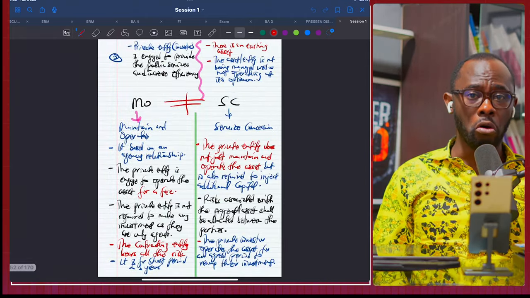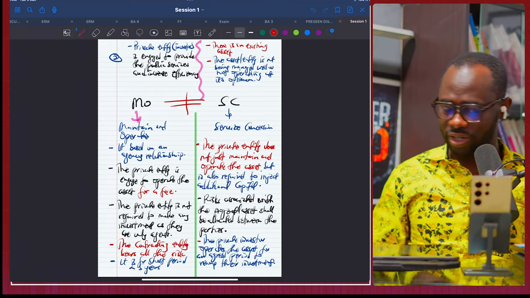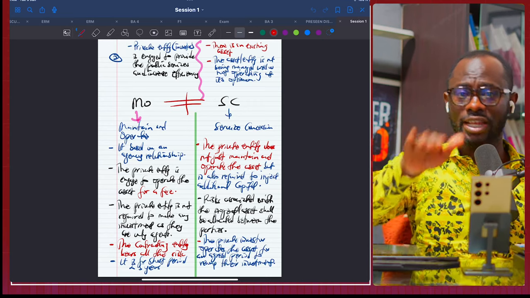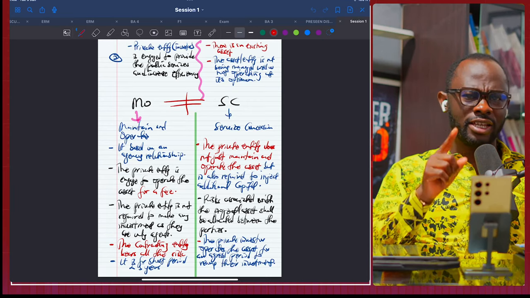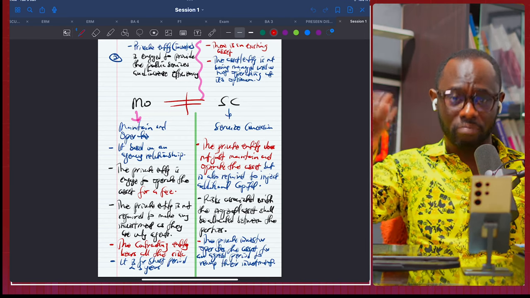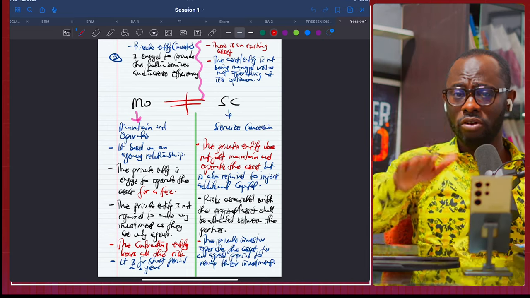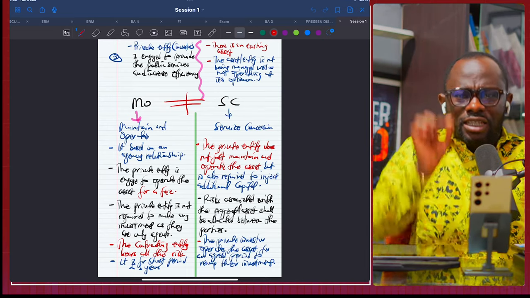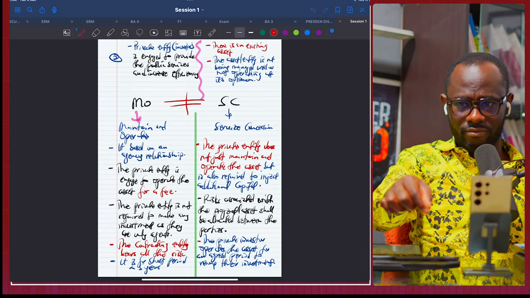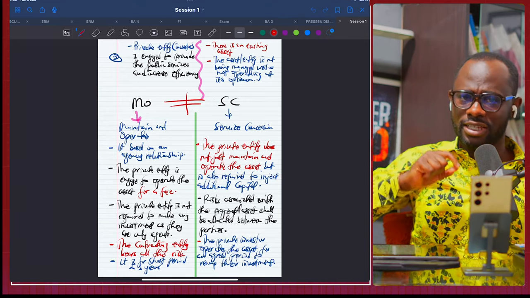Then we came to MO and SE, maintain and operate and service concession. We said in either case, there is an existing operation, just that the operation is not effective or operating to its optimum. Then a private investor or a private entity is brought in to provide that public service. That is MO and SE. But what is the distinction?